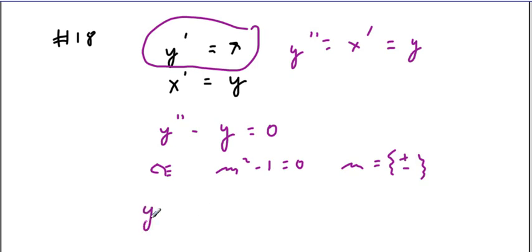And I have that y of x can be c1 e to the x. There's a 1 sitting there. Plus c2 e to the minus x. And so if that's what y is, then what is x going to be?